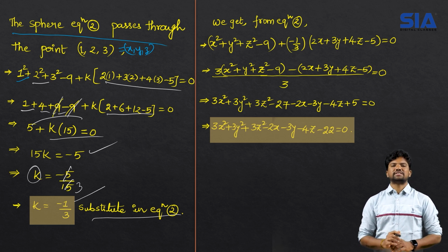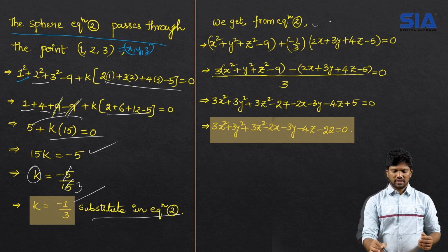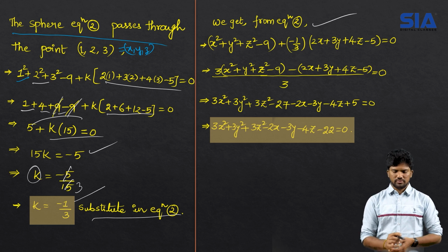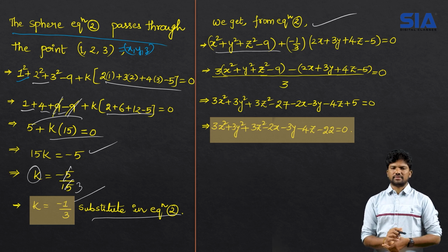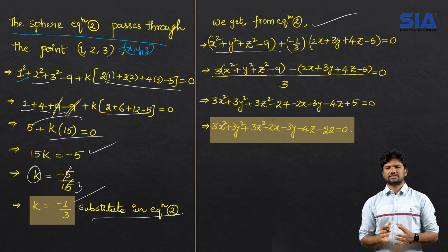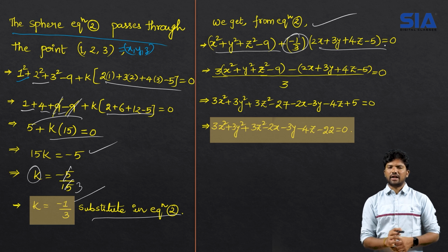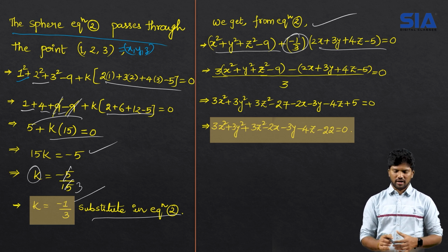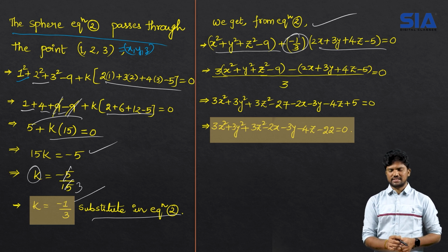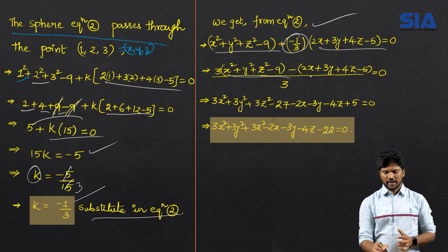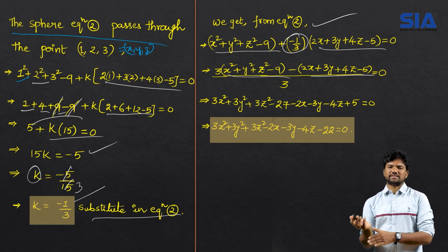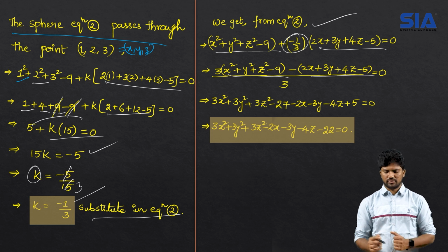Substitute in equation number 2. So then from equation number 2, if you substitute k is equal to minus 1 by 3, we get x square plus y square plus z square minus 9 plus k value minus 1 by 3 times the plane equation equal to 0. Now take the LCM, 3. So multiply with that LCM. 3 into x square plus y square plus z square minus 9 minus 1 into 2x plus 3y plus 4z minus 5 is equal to 0.